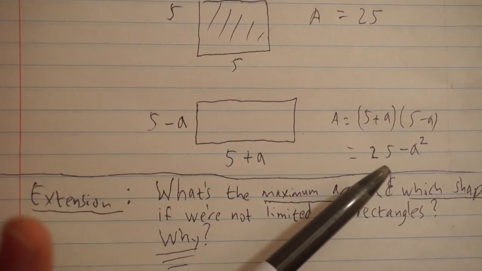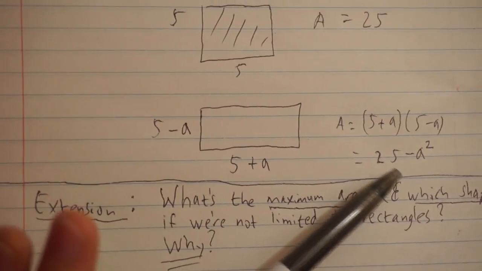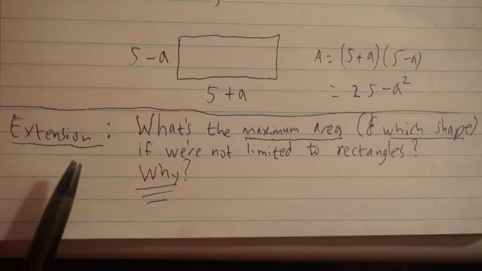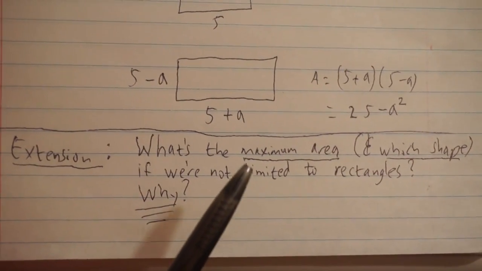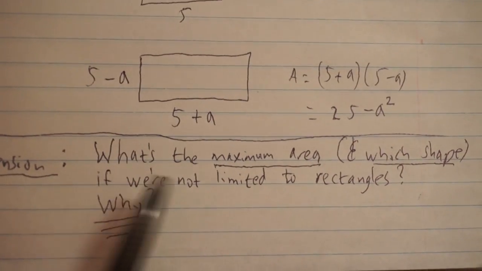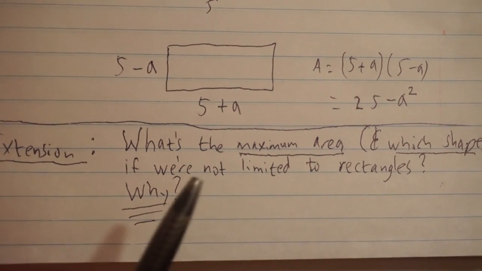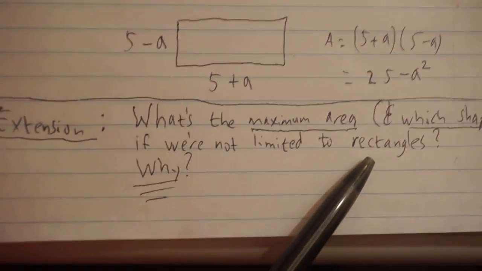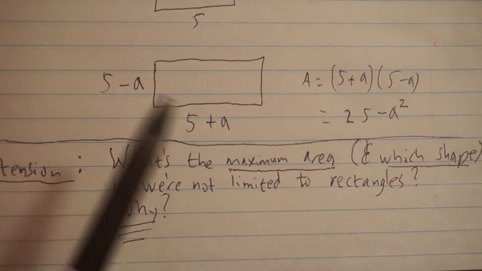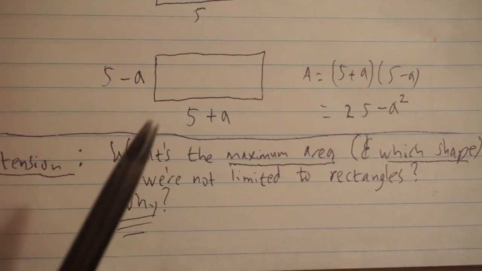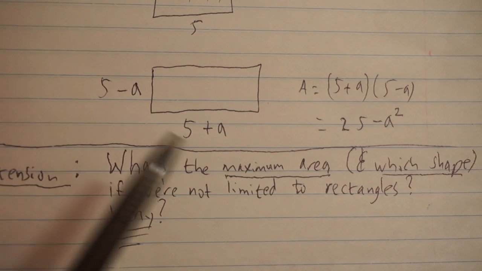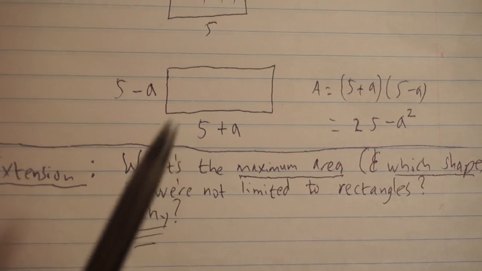All right, so that's one point I wanted to mention, and I want to leave you guys with this. Here's an extension. In these cases, we've been considering rectangles. Now, what's the maximum area? Same problem, and what's the corresponding shape? If I told you that we're not limited to rectangles, so you can have a triangle, a pentagon, whatever shape you want. The only constraint is the perimeter, again, has to be 20, just like in the original.